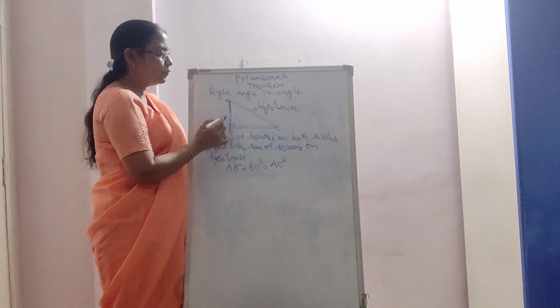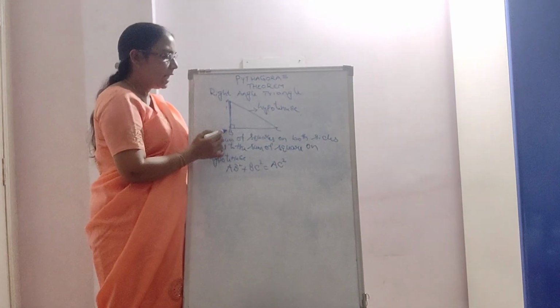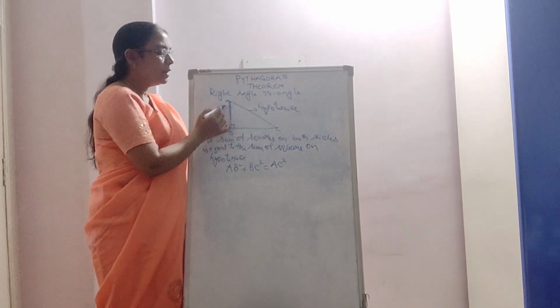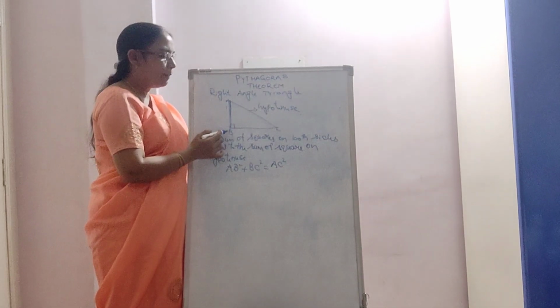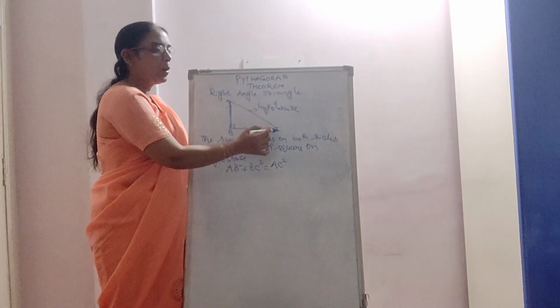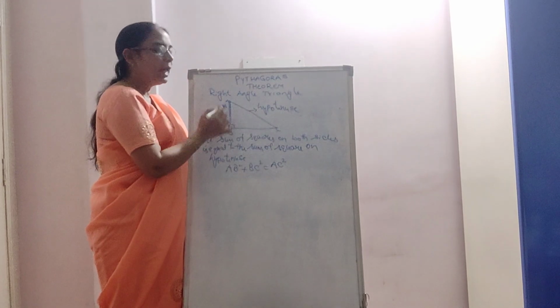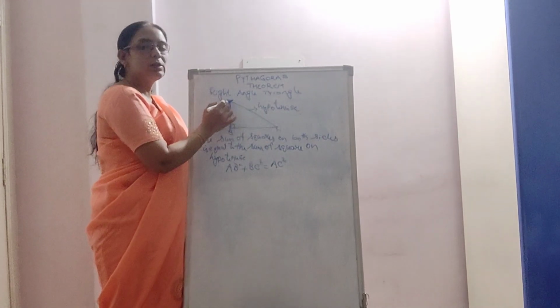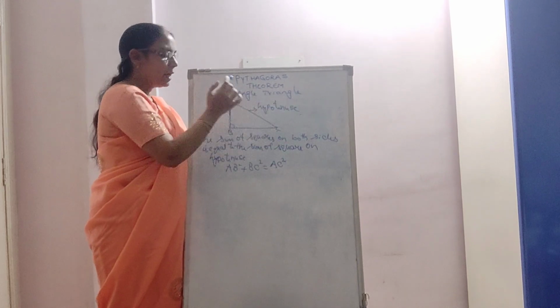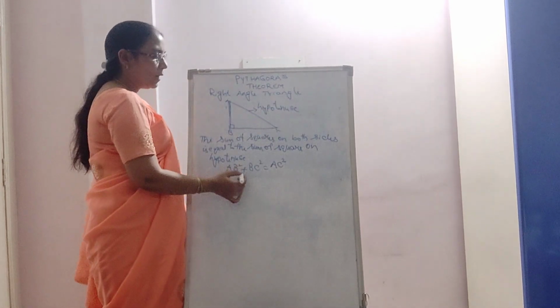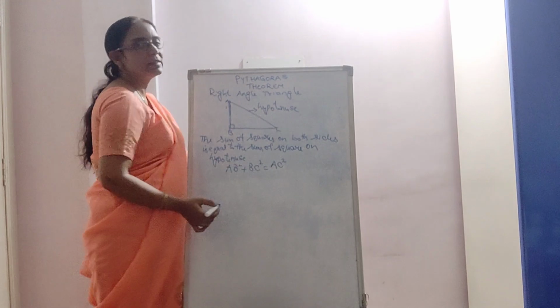Sum of squares of two sides. What are the two sides? AB and BC. That is, we are squaring it, AB is square, and we are squaring the side BC. Then we are adding, that is equal to the square of the hypotenuse. This is AB square plus BC square is equal to AC square.